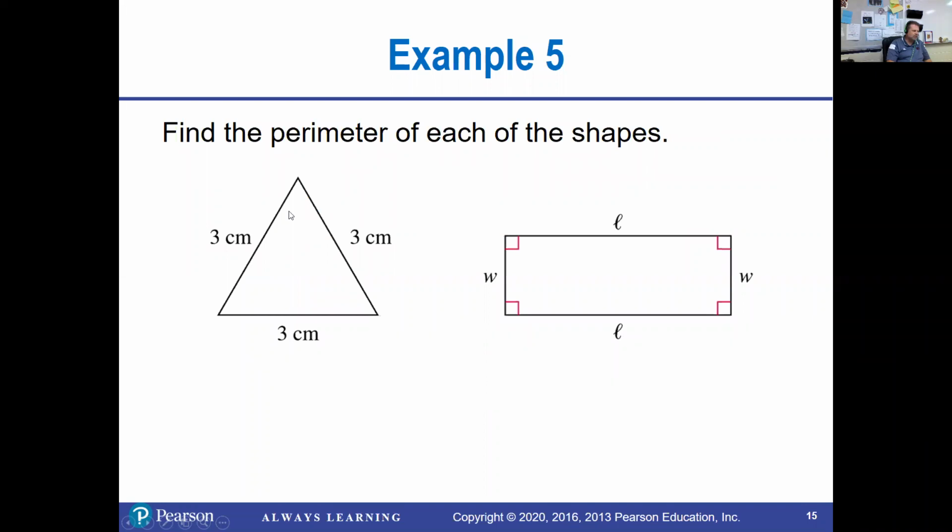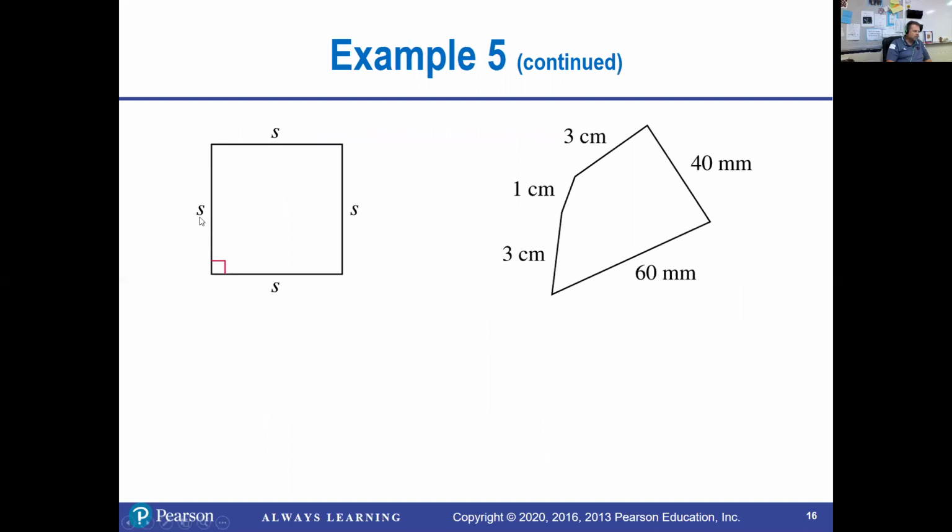Here's a polygon, add up all the sides. 3 plus 3 plus 3 is 9. That is 9 centimeters. Add up these sides. L plus L is 2L. W plus W is 2W. I get 2L plus 2W. How about this one? S plus S plus S plus S is 4S. Not a problem, right? That seems simple.